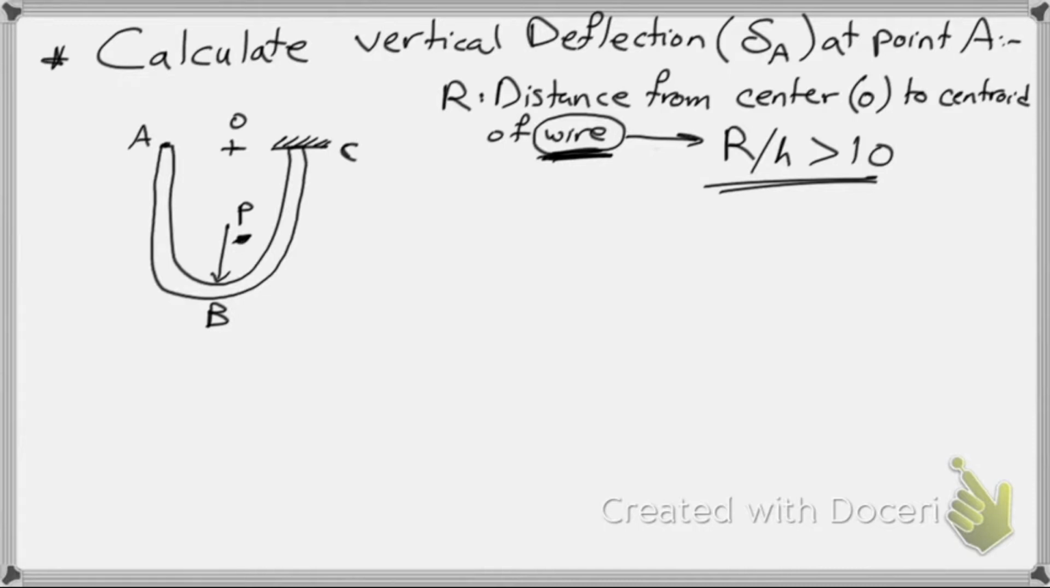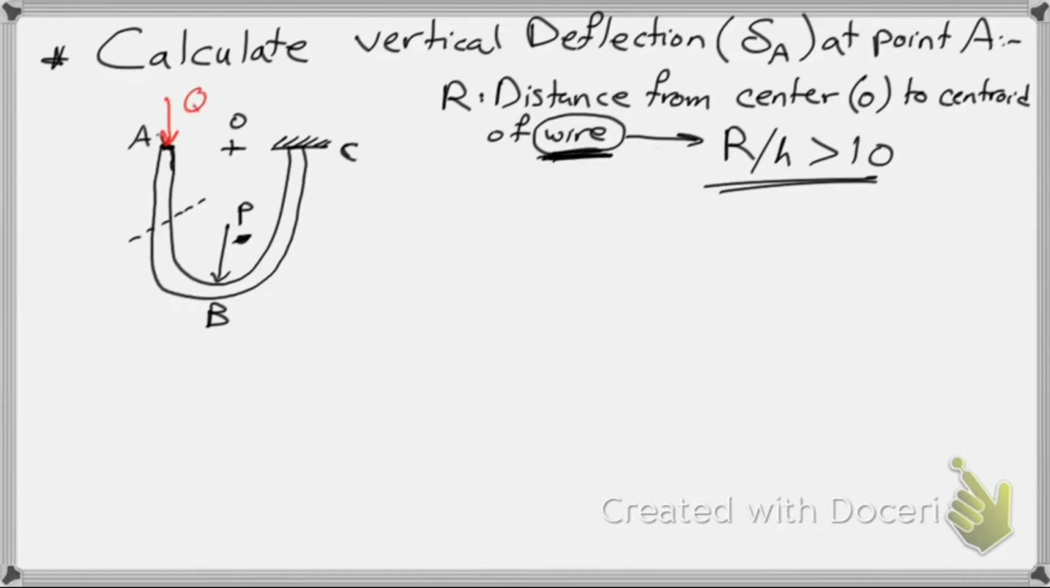Right, so by looking at this problem, we need to find the deflection at point A. So let's start moving from point A all the way to point B. We have a load change, right? And in order to use Castigliano's theorem, we need to apply a dummy load at point A. Let's call this force Q. Let me use a different color.